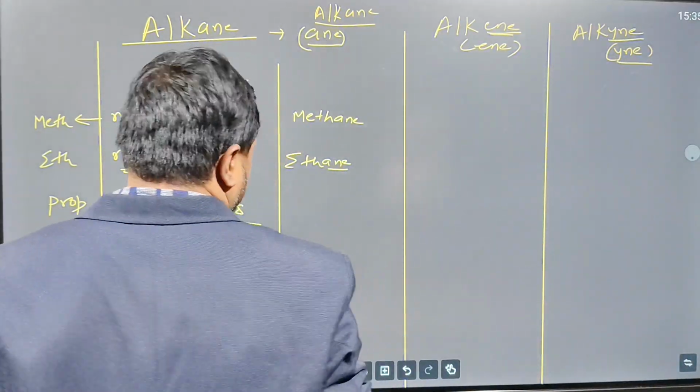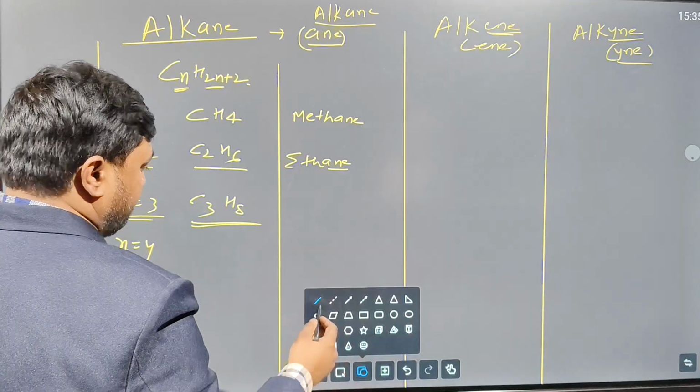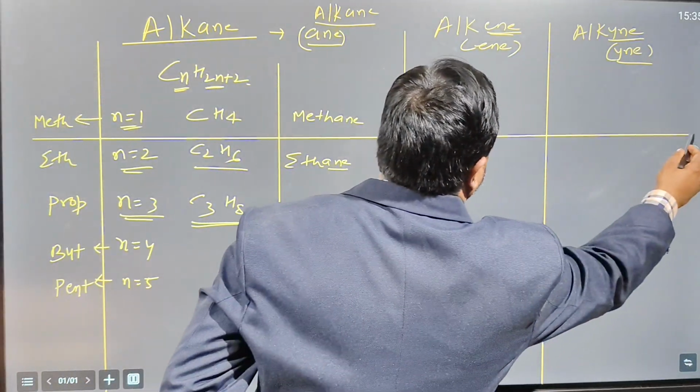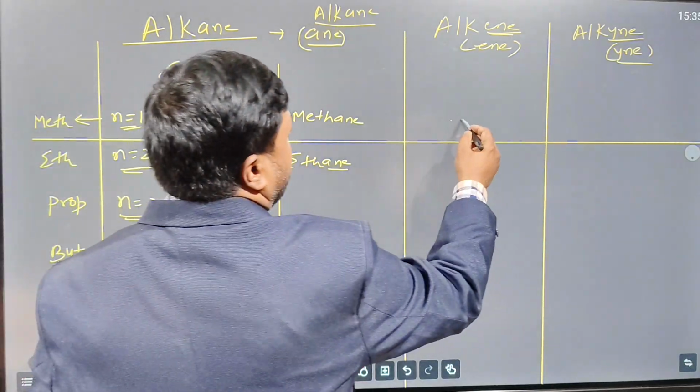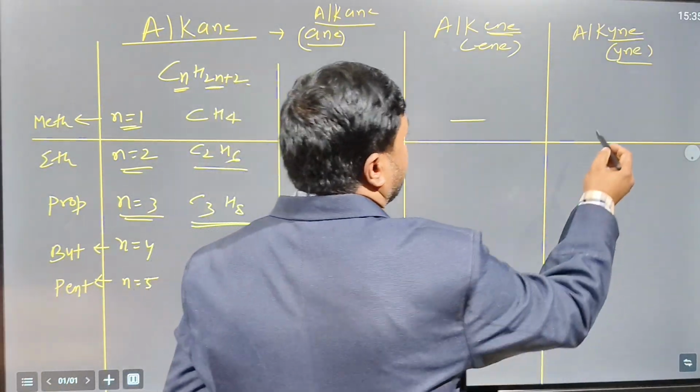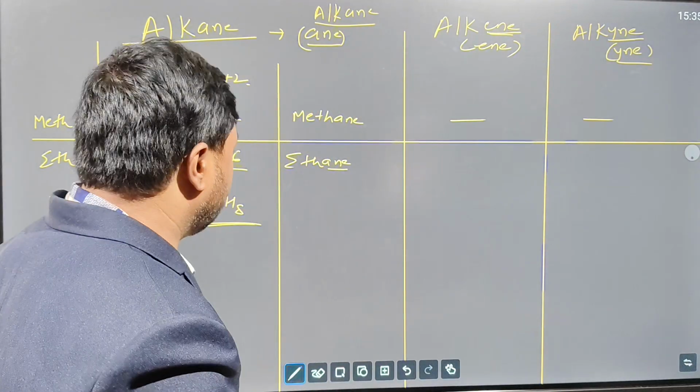Okay, so n is equal to 1. Let's start. We will talk about n is equal to 1. So methane. First member is what? Methane. Here, the first member of alkene does not exist for n is equal to 1. Alkyne also does not exist.